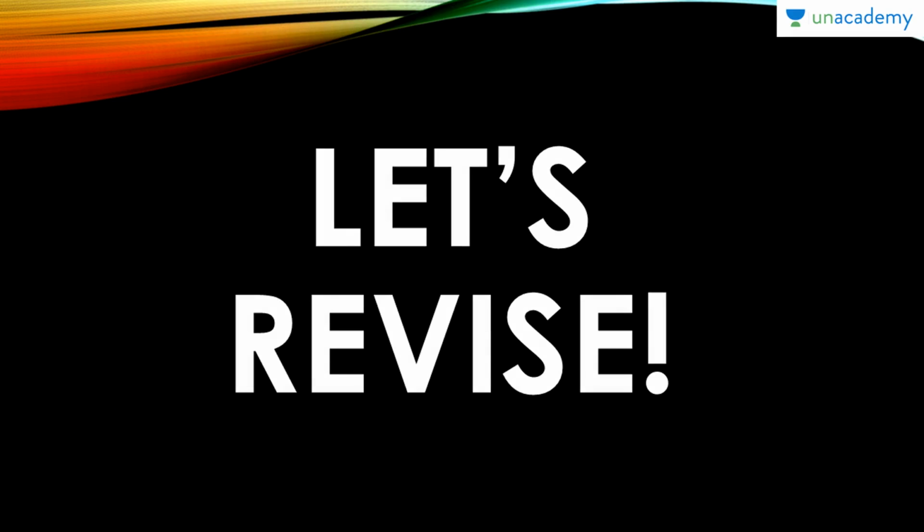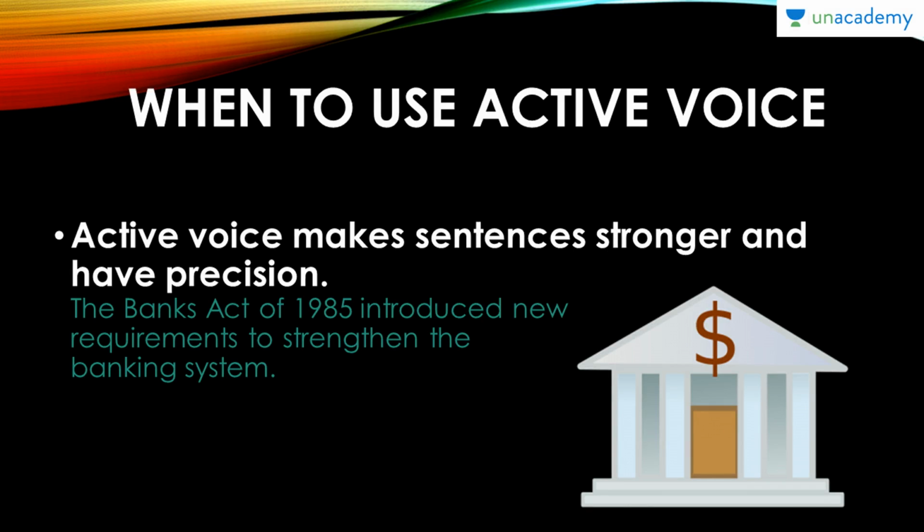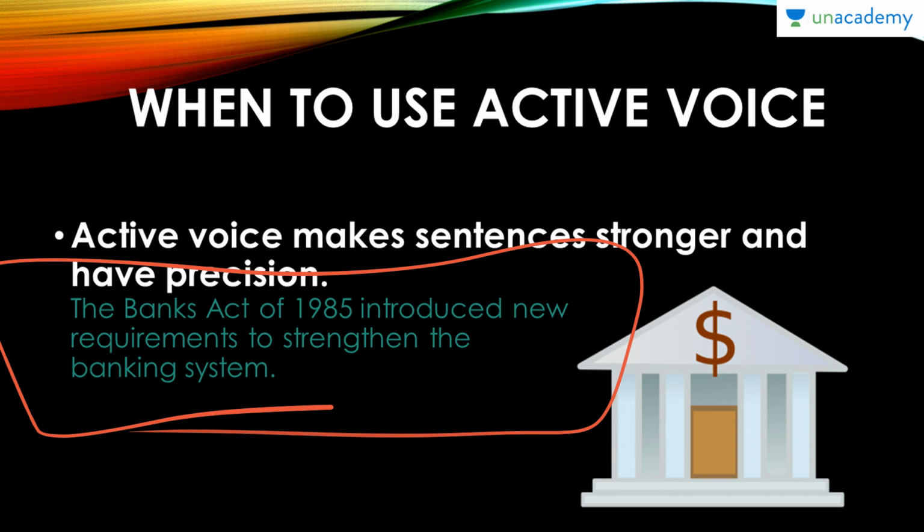So fine, let's dive into revising from where we left. So we're going to figure out when we're going to use active voice and when to use passive voice. So point number 1, active voice makes sentences stronger and have more precision. For example, the Banks Act of 1985 introduced new requirements to strengthen the banking system. To the point, precise, and it is very strong, right?